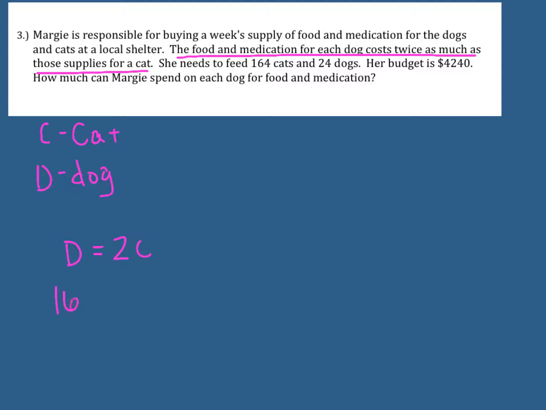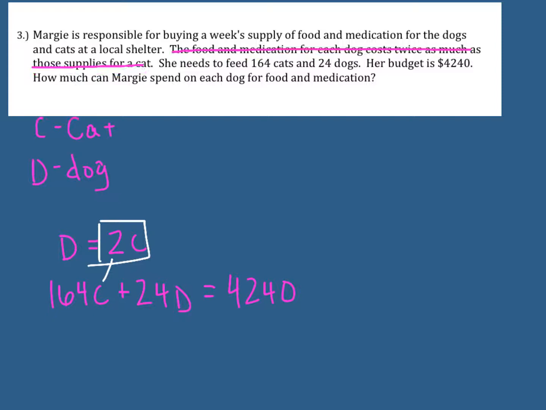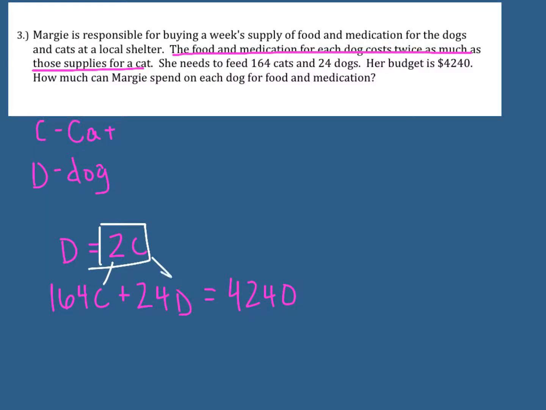164C plus 24D equals her budget of $4,240. So what we're going to do is just use substitution here. We know that D is equivalent to twice that of a cat. So we're going to substitute that in for our D value. So this becomes 164C plus 24 instead of D, it's going to be 2C equals 4,240.